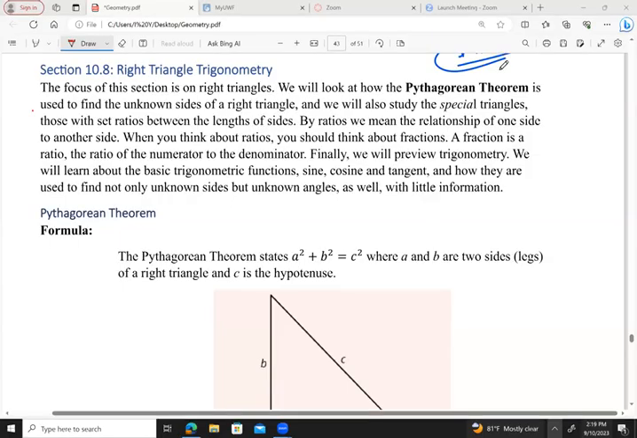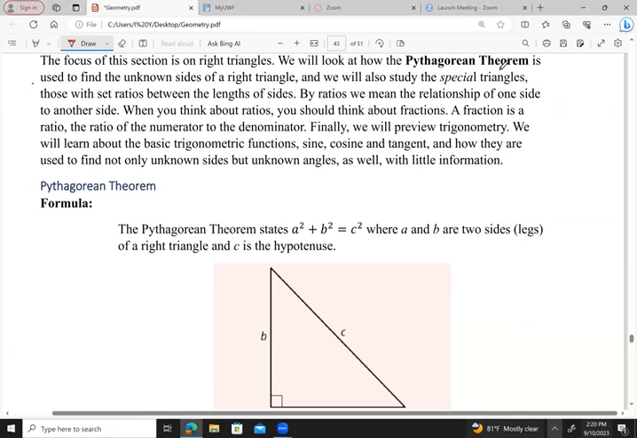Today we're going to look at section 10.8, right triangle trigonometry, a very basic introduction to some concepts of trigonometry. The focus of this section is on right triangles. We'll look at how the Pythagorean theorem is used to find unknown sides of a right triangle, and we'll also study the special triangles, those with set ratios between the lengths of the sides. By ratios, we mean the relationship of one side to another side.